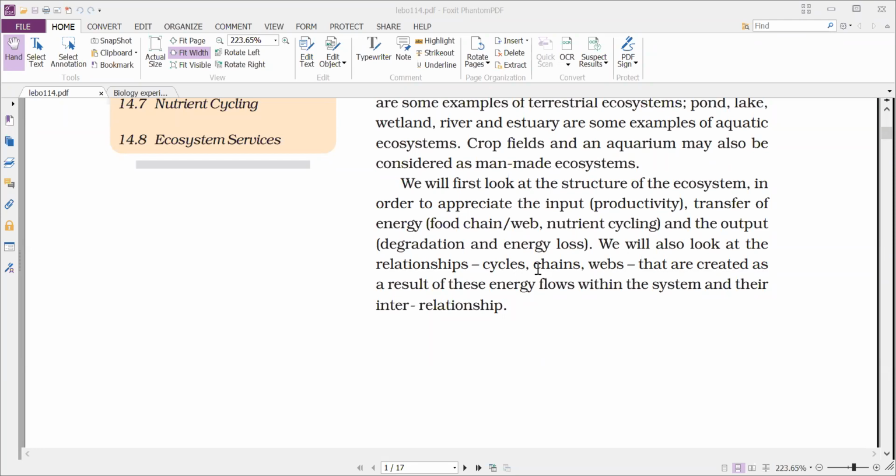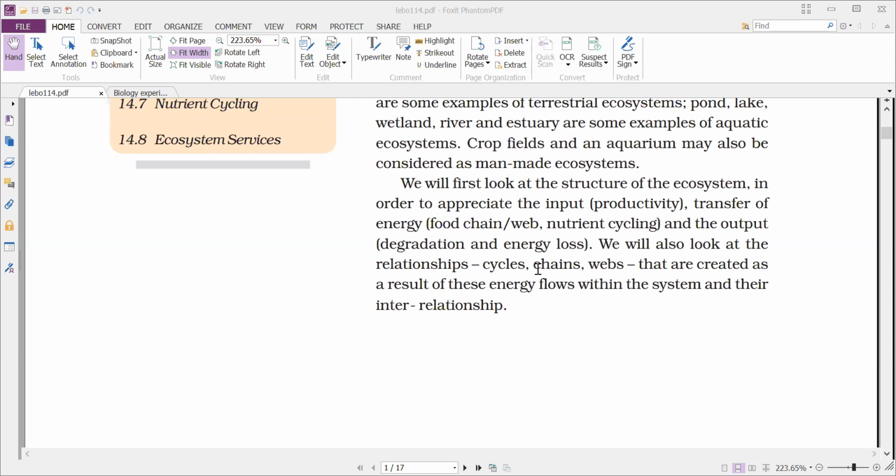Okay, that is a transfer of energy through food chain, food web, nutrient cycling, and the output, that is a degradation and energy loss. How energy is lost, for what purpose the energy is used, what happens to this energy which is lost. That one we'll discuss here.